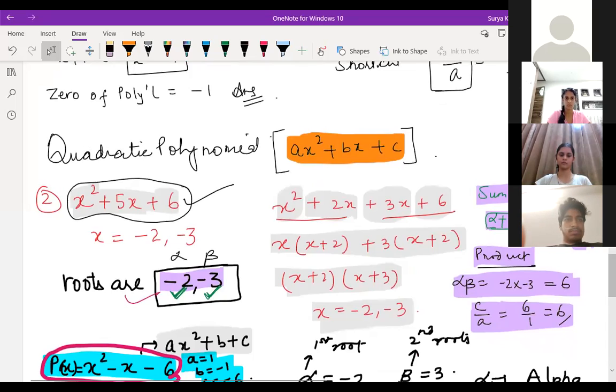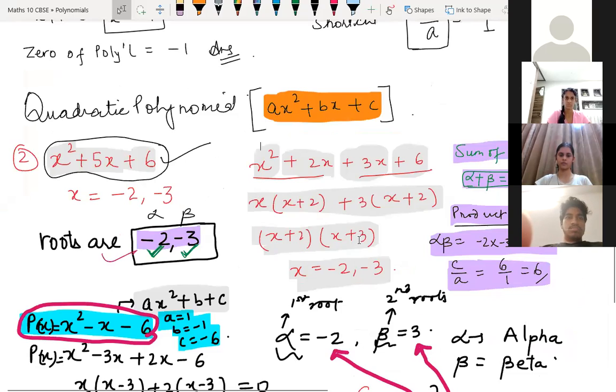So first of all, children, you know factorization. All of you know the factorization. Do you know the factorization? Yes. So I have factorized this one: x square plus 5x plus 6.